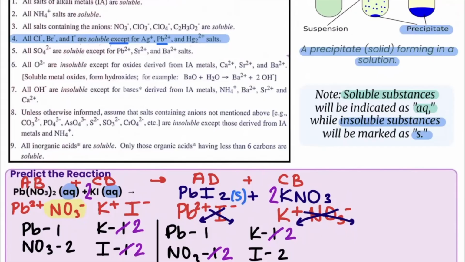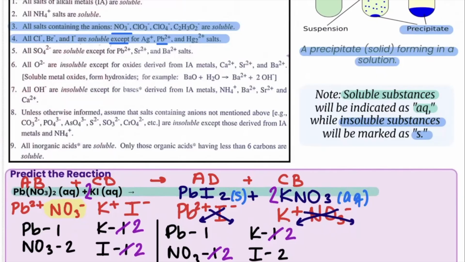Looking at the next one, potassium nitrate, I immediately am drawn to number 3, where it says that all salts containing the anions, and they mention the NO3 negative ion, the nitrate ion, are soluble, and there's no exception here. That means it is soluble, and we have to write the aqueous symbol. And that's that. That's our final balanced equation with the correct states of matter.